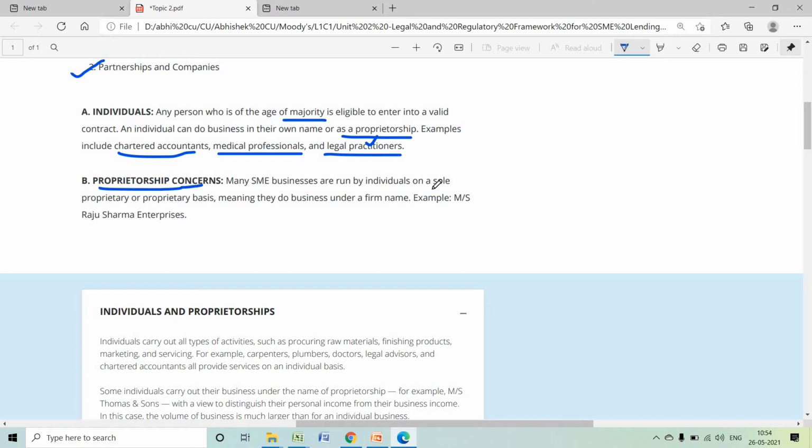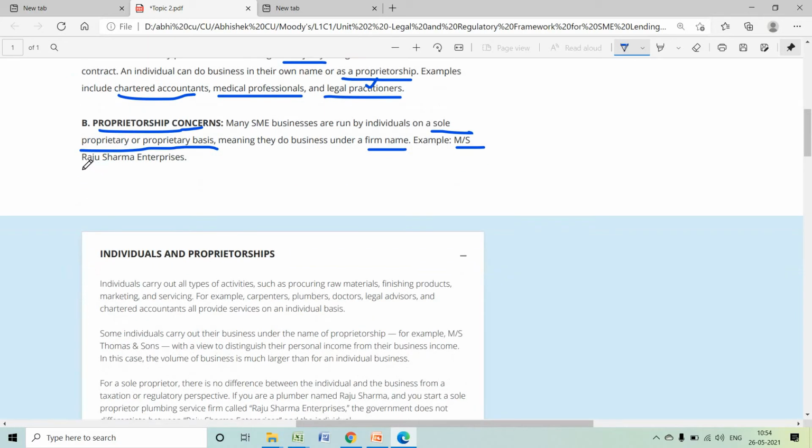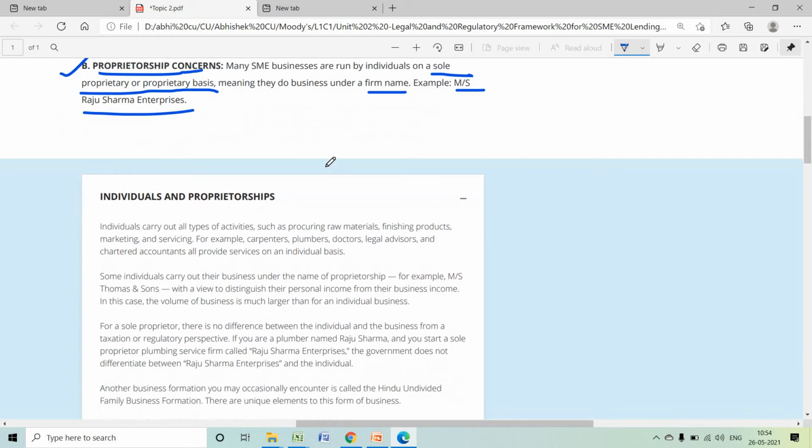Many SMEs are run by the individual on a sole proprietary basis, meaning they do a business under a firm name. Like if I, for example, Dr. Abhishek Tripathi, want to start my own business of financial consultancy, then I may name it, maybe because my mom's name is Vidya, as M/S Vidya Enterprises, right? So it may have a different name, but there's one sole person who is the owner. So that is a proprietorship concern.